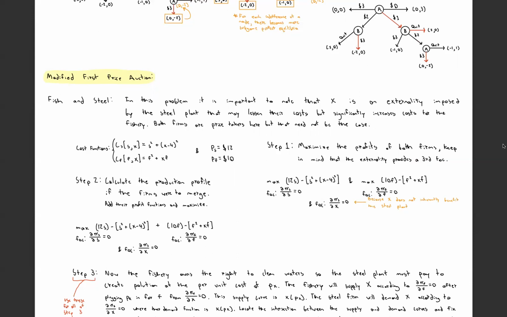First thing we're going to want to do is maximize the profits of both firms, keeping in mind that the externality provides a third FOC. And then next, we're going to calculate the production profile if the firms were to merge, and their profit functions, and maximize. That's going to look like this here.